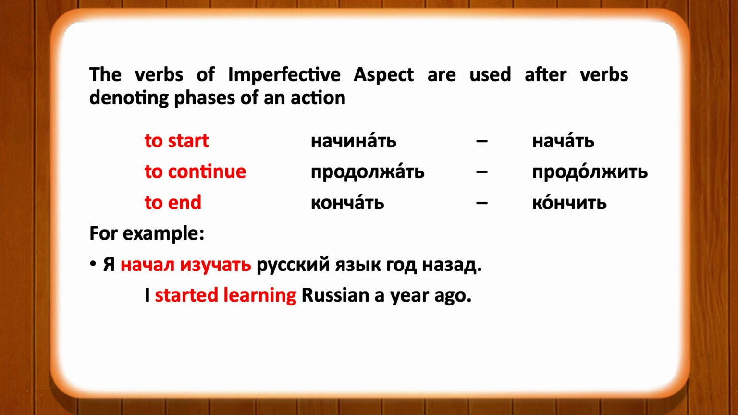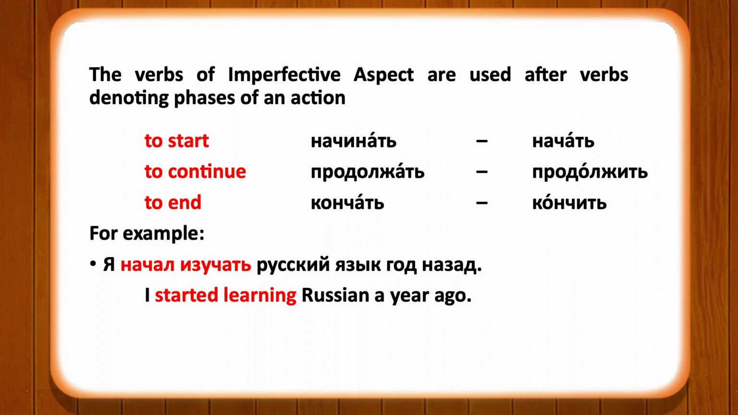Similarly, to continue, продолжать, продолжить. The verb продолжать, продолжить means to continue. The second verb that may be used with these verbs will also belong to the imperfective aspect. Again, imperfective verb may also be used with a verb denoting phases of action like кончать, кончить. Кончать, кончить denote the completion of an action. To end. Кончать, кончить means to end. So, the second verb that you may use with these verbs will also always be from imperfective aspect.